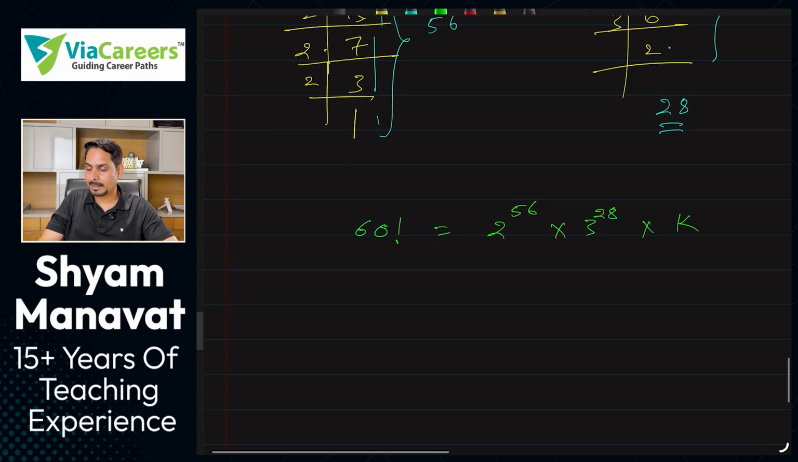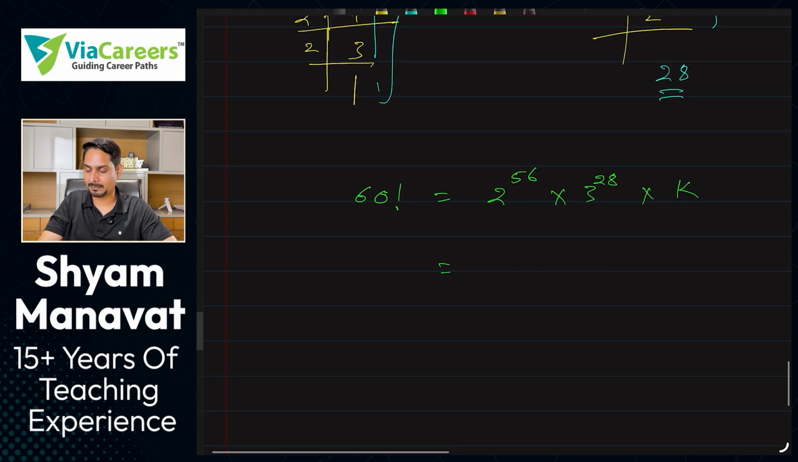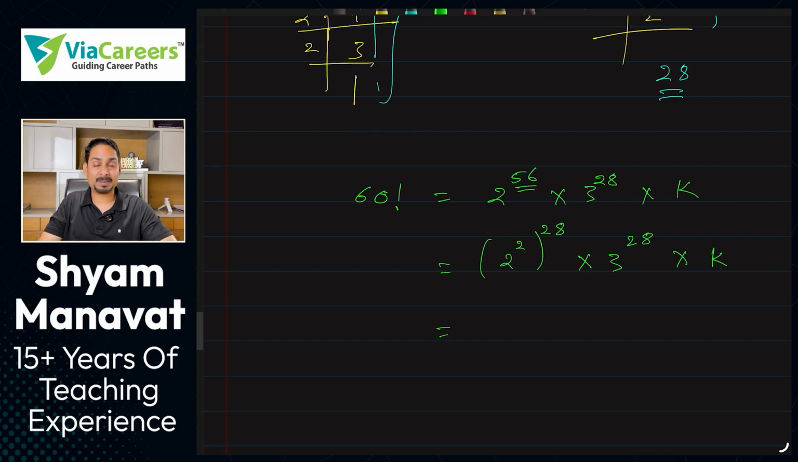Now we are not done yet because we need to know how many such pairs are possible. What is the pair? 2 square into 3. So first I convert the power of 2 into the form of 2 square. I can write this as 2 raised to 2 to the power 28. Luckily, the power is the same in both cases here, but that's not necessary all the time. So 2 square into 3, and since the power is the same, I can write this as 2 square into 3 whole raised to 28, multiplied by k.